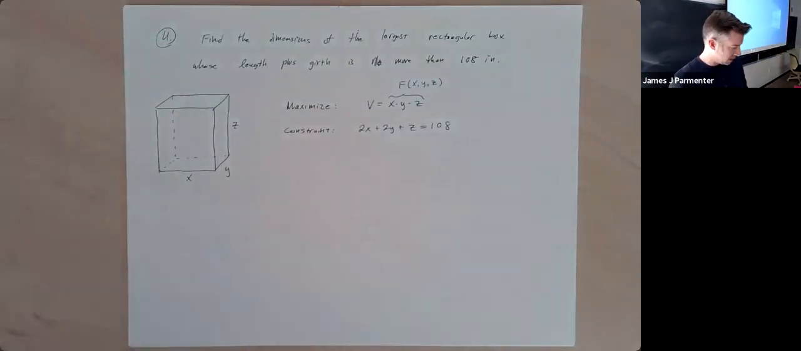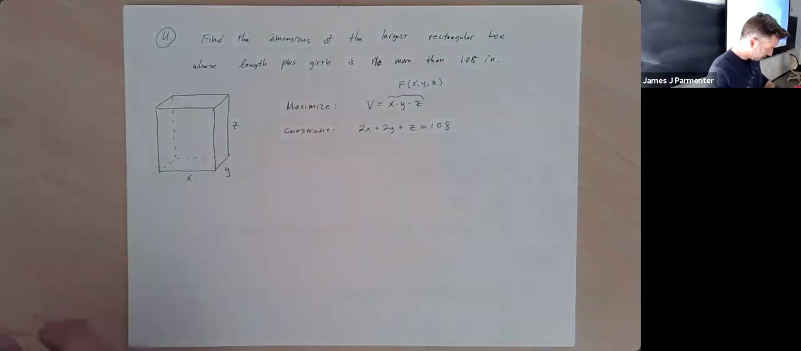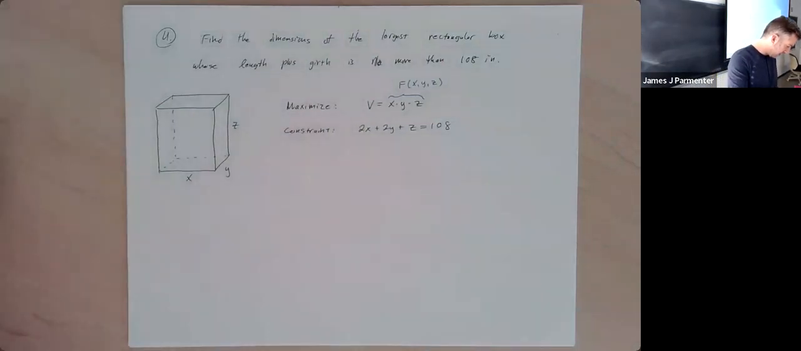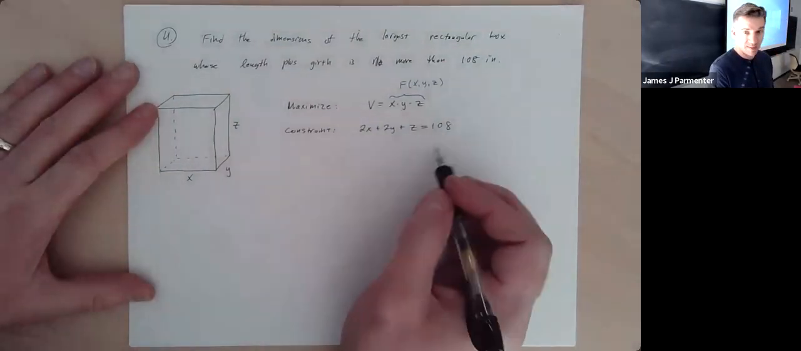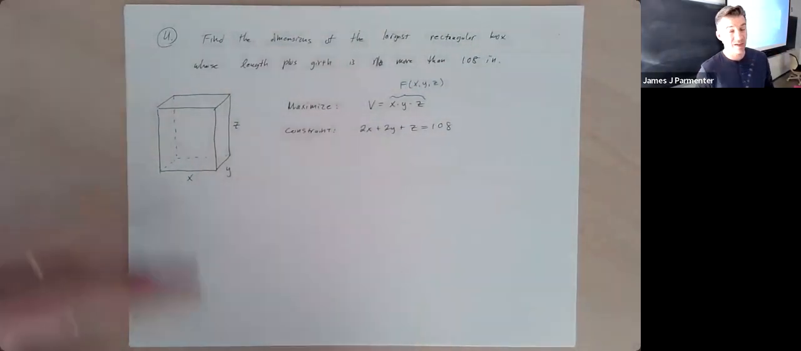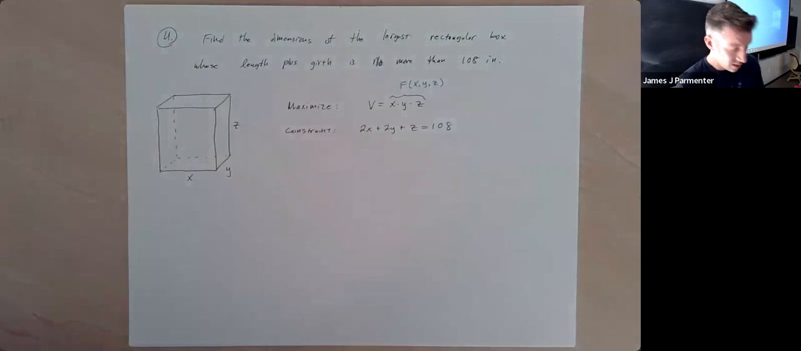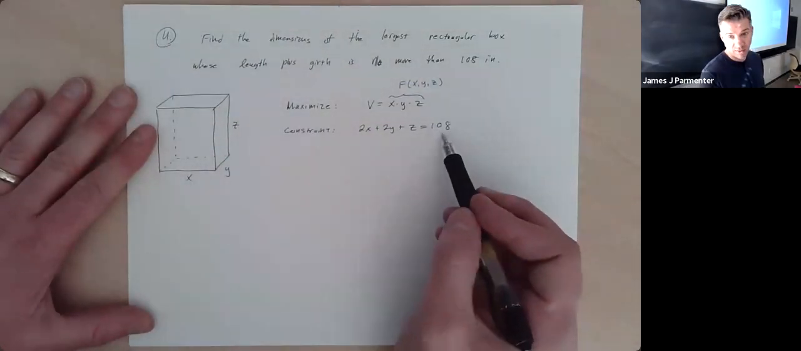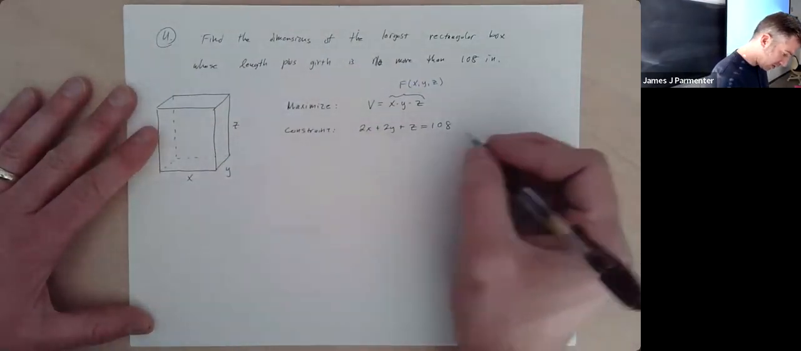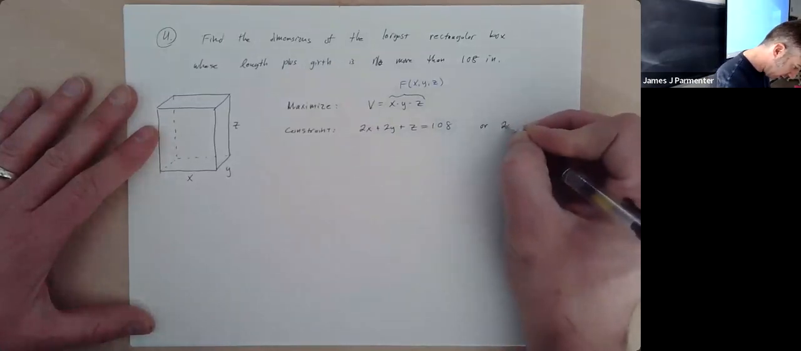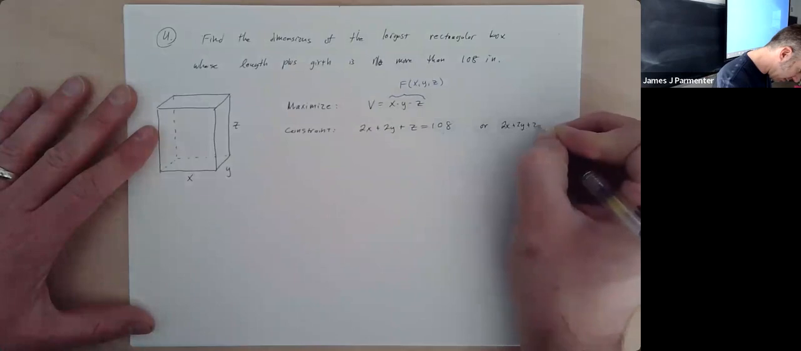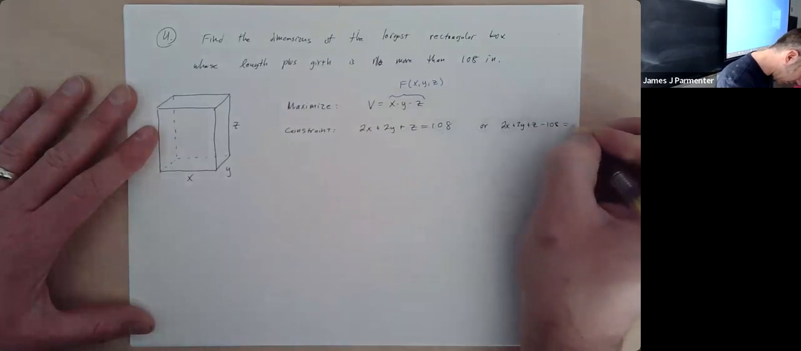Now there's a couple of ways people do this. In 16C, the usual standard way to do this is to solve by setting the constraint equal to 0, although really setting it equal to any constant is fine. So you could have 108 over here, or you could have 0 over here. It doesn't really matter. So you can use this, or you can use this: 2X plus 2Y plus Z minus 108 equals 0.